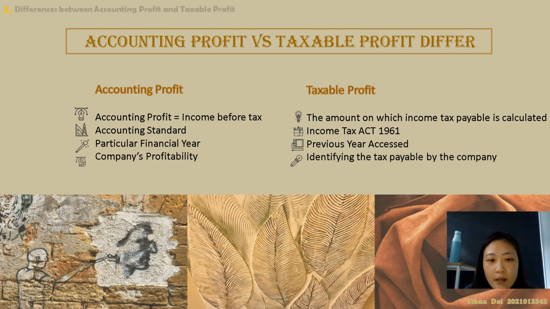And here is a conclusion table that explains the differences between them. We can say that accounting profit is to assess the company's overall profitability in a specific financial year, while taxable profit is to identify the tax payable by the company in the year. In conclusion, both accounting profit and taxable profit are correct in their place. Accounting profit is calculated as per accounting principles and assumptions, while taxable profit is calculated per the prescribed tax rules.